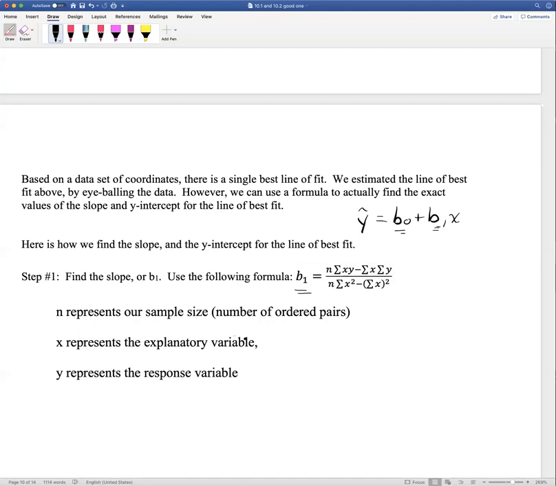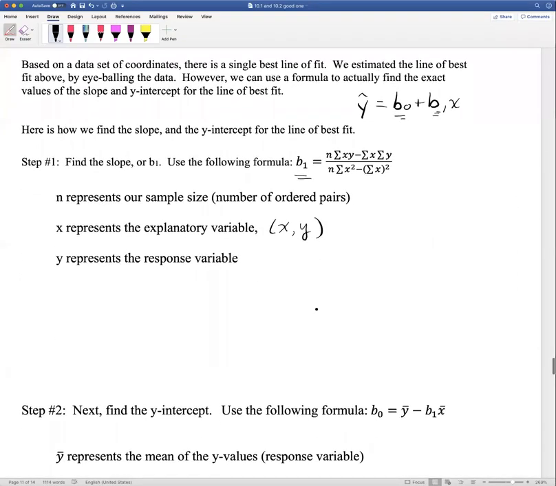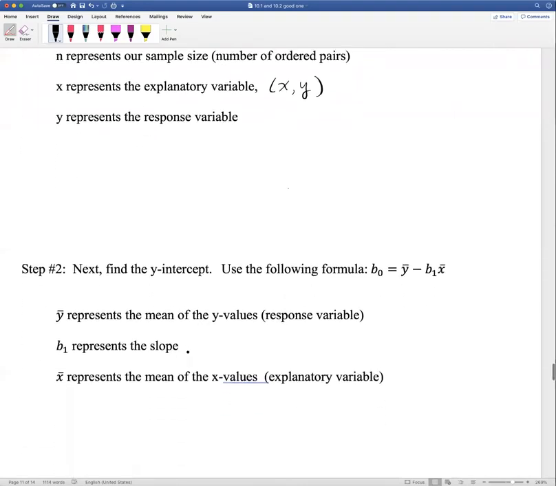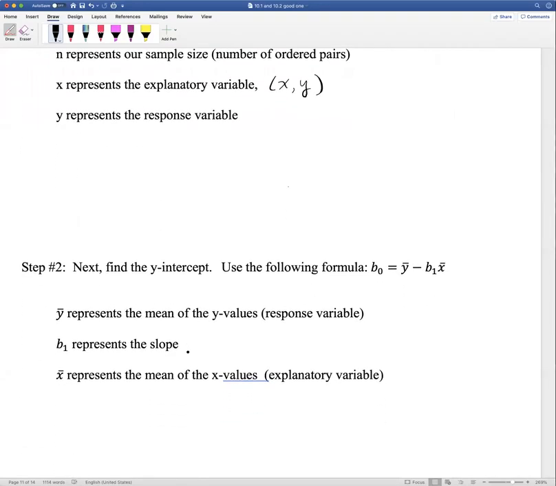X represents the explanatory variable, the first variable in the ordered pair, and y represents the response variable. So the first thing we're going to do is find the slope, or b1, and then we can literally just plug that number in. The second thing we're going to do is find the y-intercept. We can use the following formula to find the y-intercept.